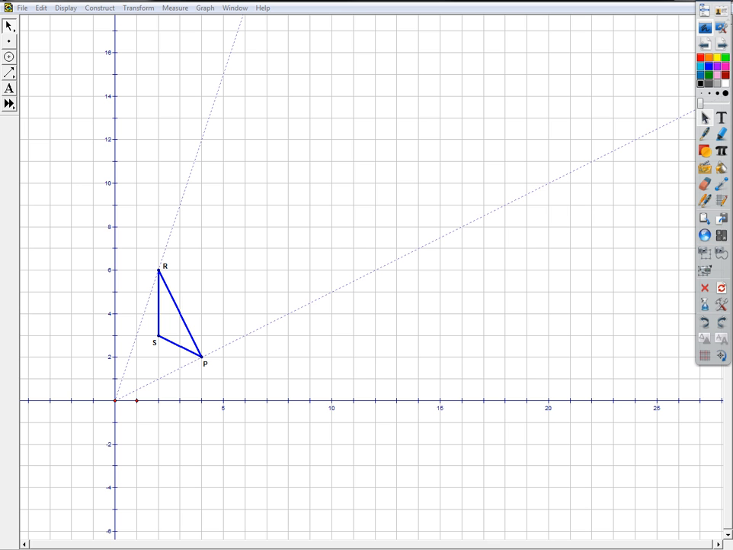What were the three ways that we could move things around on the plane and not change any of the measurements? Rotation. Okay, rotation was one. What's another one? Translation. Translation. What's another one? Reflection. Reflection, yeah. Okay, so those are the three.